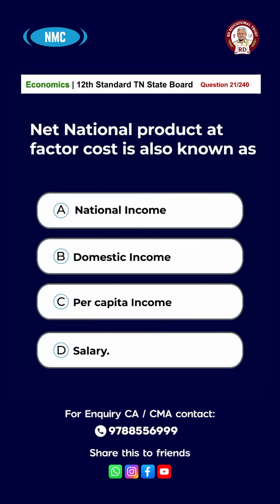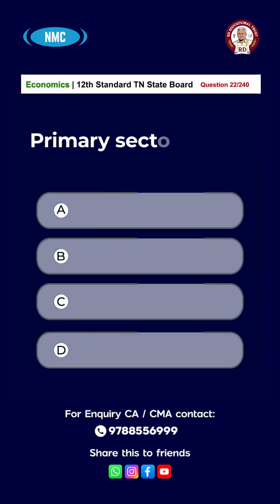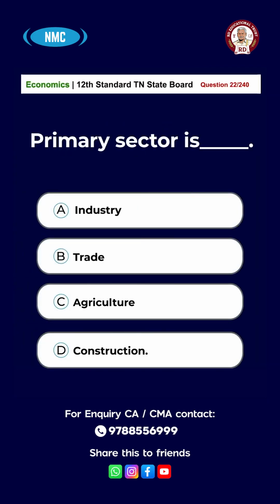Question number 21. Net national product at factor cost is known as: A. National income, B. Domestic income, C. Per capita income, D. Salary. The answer is option A, national income.